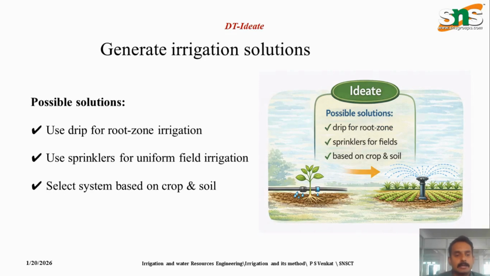Next stage is ideate stage. In ideate stage, we will generate possible solutions. So the effective irrigation solutions are use of drip irrigation for root zone watering, use sprinkler irrigation for uniform field coverage, select irrigation system based on crop type and soil condition. This stage focuses on innovation, but at the same time the solutions must be practical for farmers.